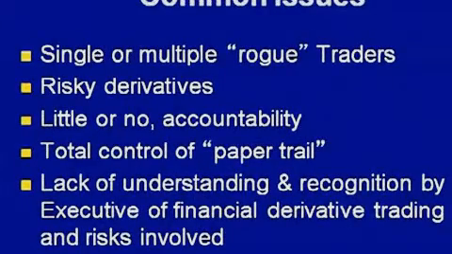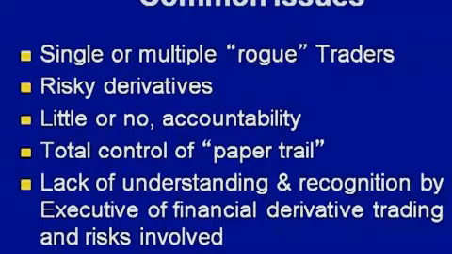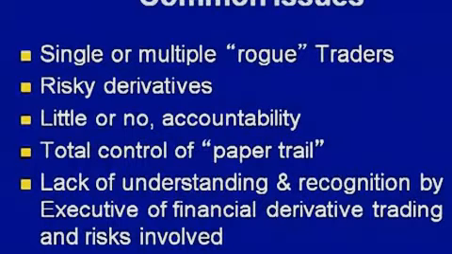Some common issues, and I hope that you found these through each of those case studies, that there was a general theme or themes running through there. You had single or multiple rogue traders. That is, they traded positions that they believed were good ones to trade. They were involved in risky derivatives, not just the underlying, but things like options and straddles and collars and other exotic types of financial derivatives.